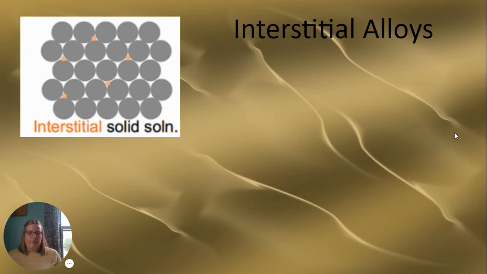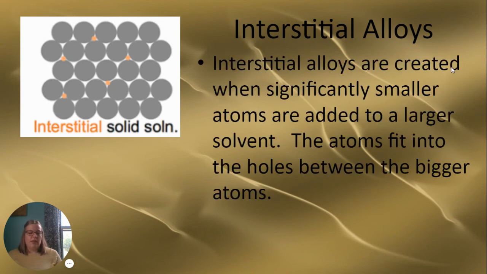Interstitial alloys, on the other hand, are created when significantly tinier atoms are filled into the empty spaces inside atoms. So an interstice is just the empty space. It's an empty space or a gap or an opening. So an interstitial alloy, what happens is that you have tiny atoms that fit into the gaps. And you can kind of see in this picture here, this example would be like steel. So steel is made with iron, which is quite a bit larger, and then carbon, which is tiny.